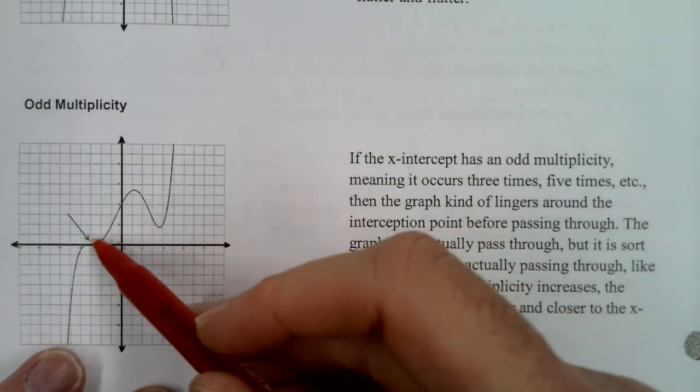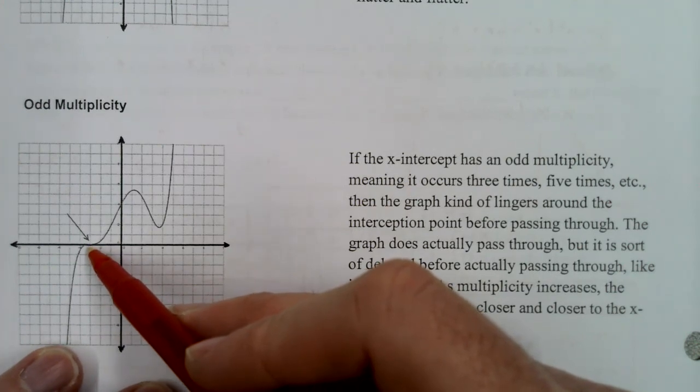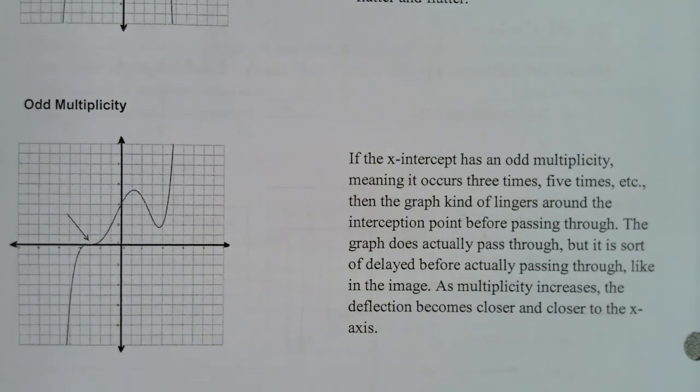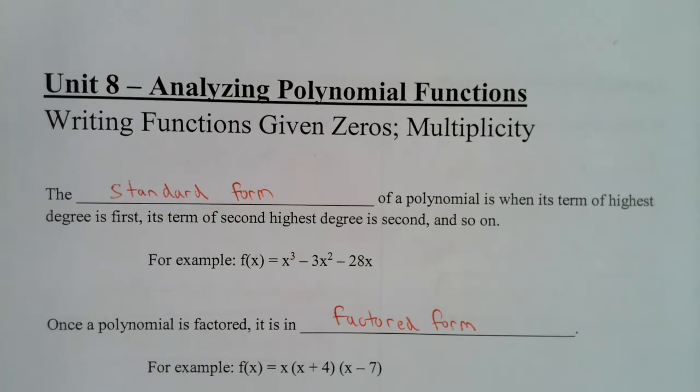So for example, right there, that's -3. That would have an odd multiplicity. Maybe it's 3, maybe it's 5, maybe it's 7, but that's what odd multiplicity looks like. It kind of lingers at that point on the x-axis. We're going to do graphing later on in the unit. That's the last lesson, but this is just a preview to what graphing looks like based on multiplicity. And that's it for this lesson. This lesson was writing functions given zeros and the multiplicity.